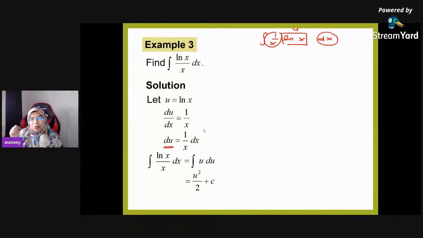And then substitute back. What do you know about u? u is actually ln of x. So this is actually (ln x) squared over 2 plus c. Done. Okay, next.